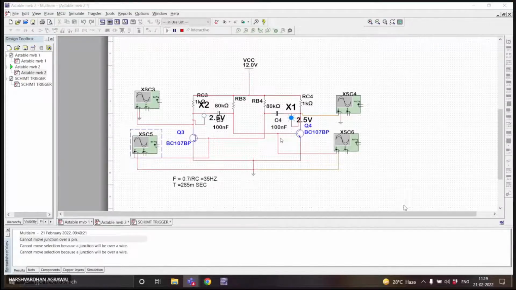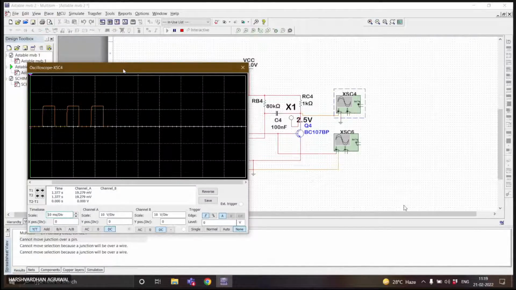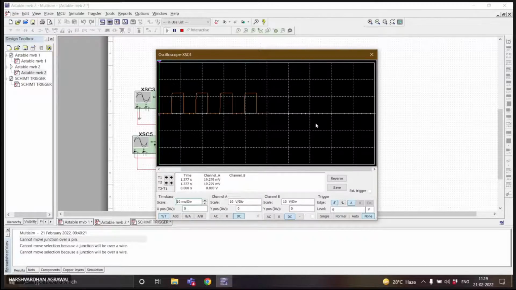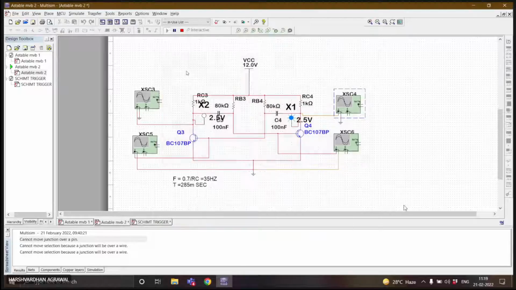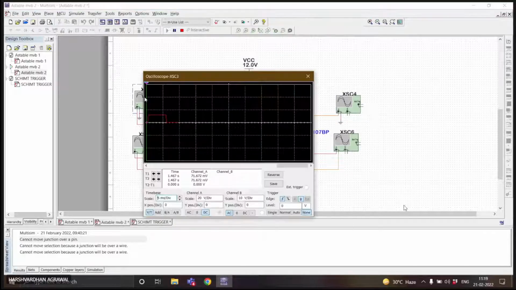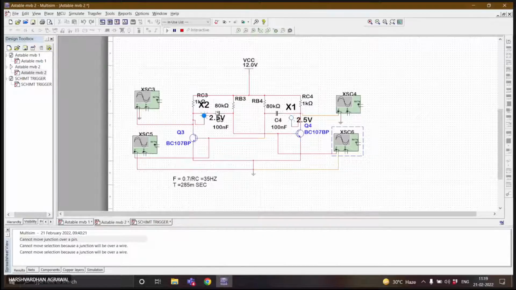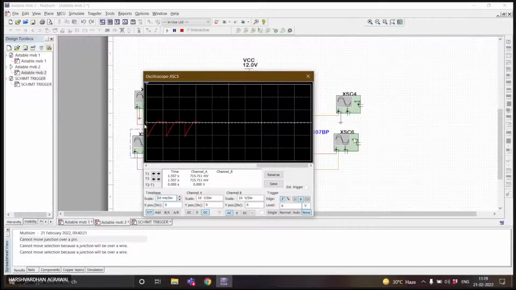Ma'am, is my screen visible? Yes. Ma'am, the LEDs are blinking. This is the output waveform I'm getting, ma'am, at one of the collector terminals. Ma'am, this is the output at another collector, the second collector terminal. And ma'am, this is the output at the base terminal. Yeah, that's correct. And at another base terminal, I got this value, ma'am. Yes, fine.